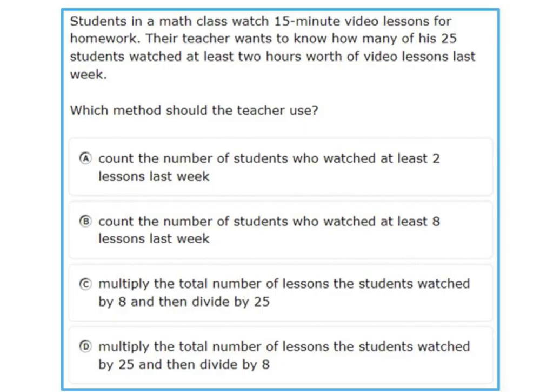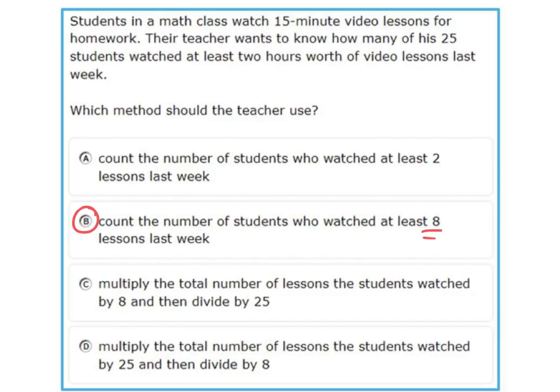How many people this time say A? Count how many people watched 2 lessons. How many people said B? Count how many people watched 8 lessons. Ooh, we've got like a whole half of the room here. How many people say C? Multiply by 8, then divide by 25. Ooh, we're split half versus half. Anyone say D? Okay, so correct answer here. If we're trying to figure out how many specific students watched at least 2 hours worth, it is B here. Okay.